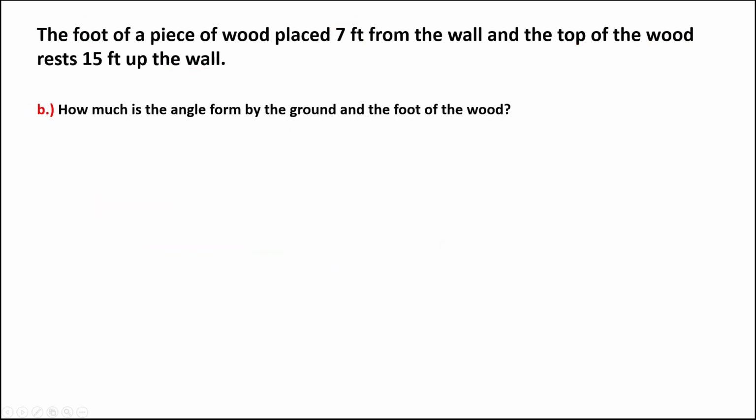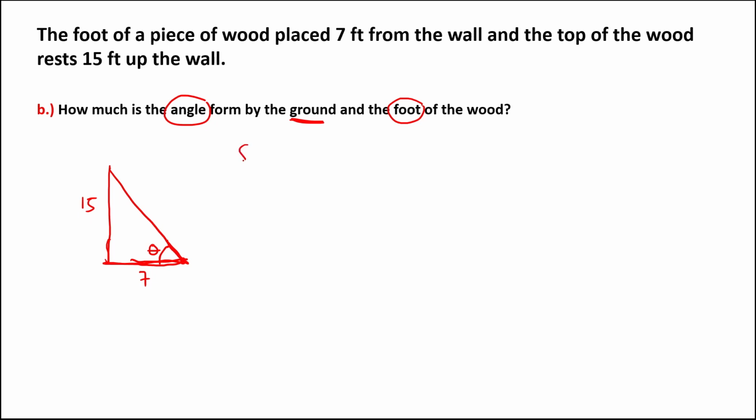Then to solve for this problem, how much is the angle formed by the ground and the foot of the wood? So again, this is the wall, this one is 15, this is the wood. The distance from the foot of the wood to the wall, this one is 7. Then we're looking for the angle formed by the ground and the foot of the wood. So this is the ground and this is the foot of the wood. So therefore, this angle is the unknown.